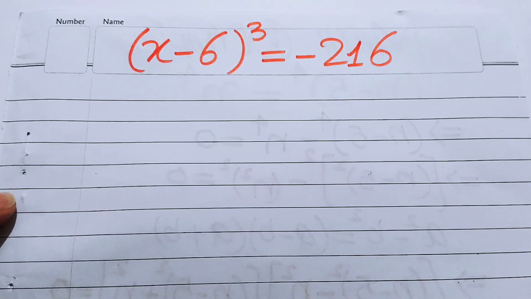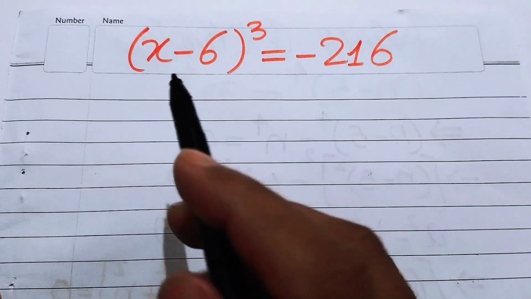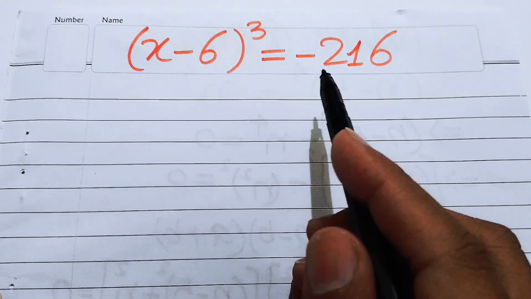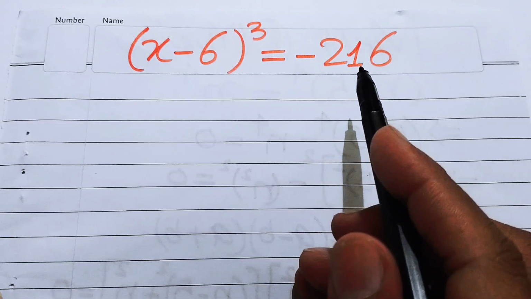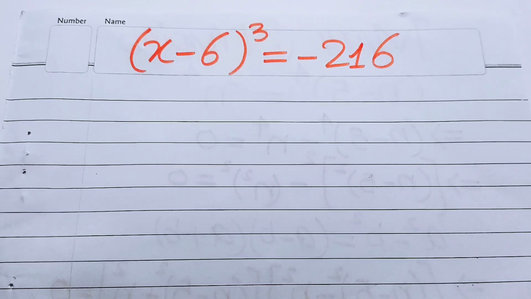In this video we are going to solve this nice math Olympiad algebraic problem, and here we have (x minus 6) whole cubed equals minus 216, and we will solve this problem for the values of x. So here we find all the roots of this nice cubic equation.